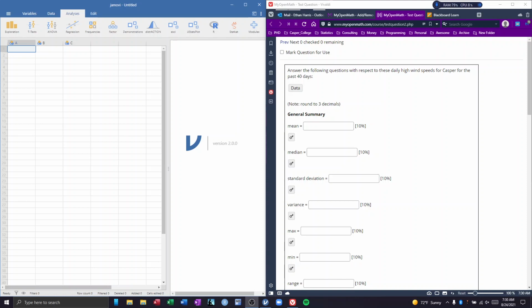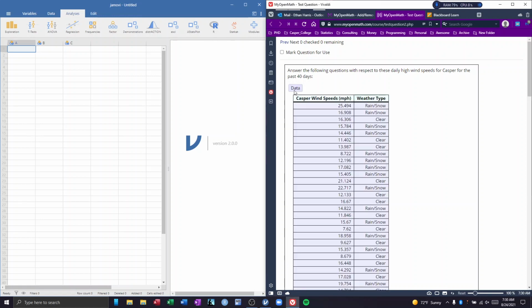In this video, we are going to look to see how Jamovi can quickly give us some basic statistics and even do some comparisons between multiple groups. Okay, so let's consider our following scenario. Answer the following question with respect to these daily high wind speeds for Casper for the past 40 days.